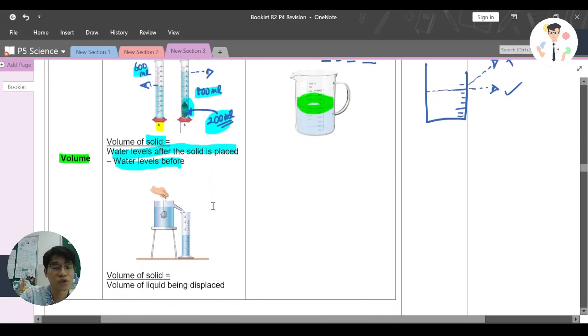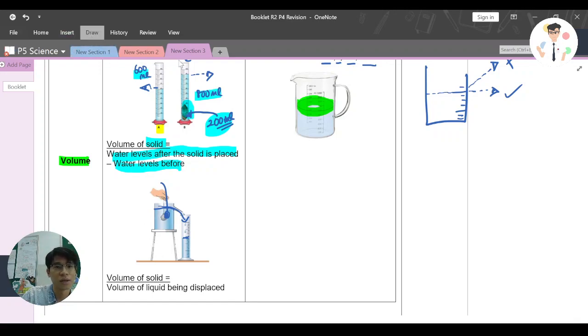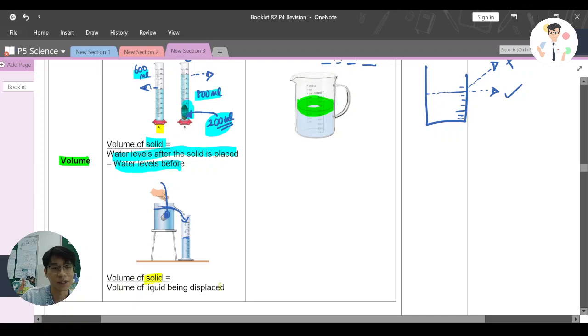Or another way that we can choose is this way. It's very similar, but a bit tricky. I put water inside, for example up to here. Then I put the stone, the object, inside. Of course the water level will go up. When the water level goes up, it will overflow from the container here and go into the measuring cylinder. The water that is displaced out is basically the volume of the solid. That is basically how it is found out.